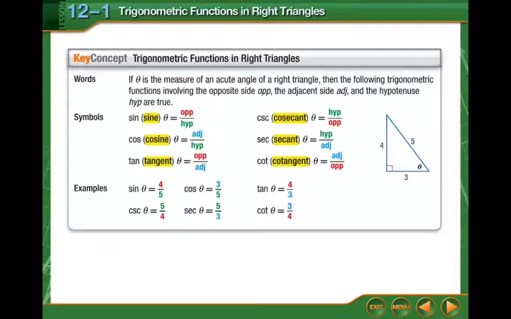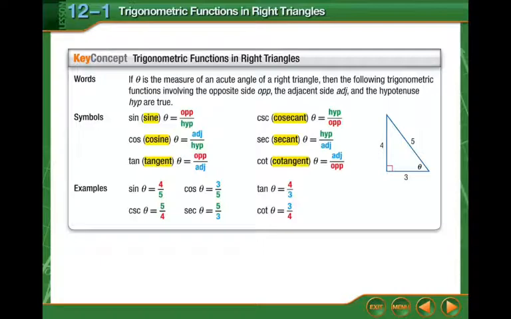So what that means is that the opposite is going to be the side that is across the triangle from the angle you're looking at. The adjacent, so with cosine, tangent, secant, and cotangent, they all have adjacent in them. The adjacent is the other leg of the right triangle. It's the side that helps to form the angle that we're talking about. So whatever theta is, so in this case, theta is just marked as theta, the 3 is the adjacent side.